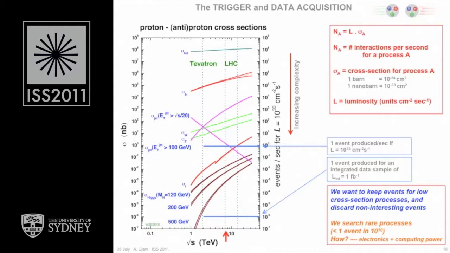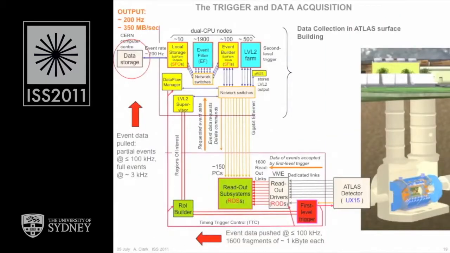Electronics and computing power. I told you that we had 100 million electronic channels in this detector, and CMS has a similar amount of channels in their detector. So this is how we do it. This is a very complicated plot. I'm not going to go into the details of this plot, but what I wanted to show you was that this was the detector, and on the detector there is a lot of electronics. In the first few microseconds, the calorimetry signal and the muon signal is read out into a special processor, which we call the first level trigger.